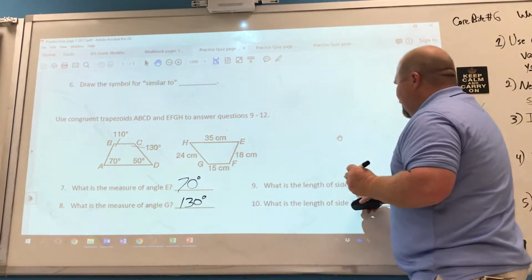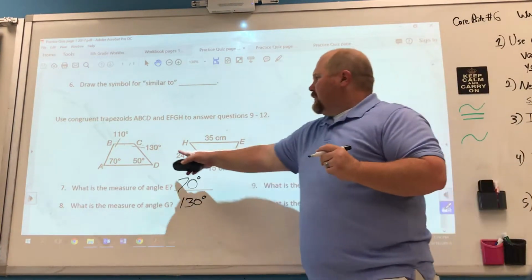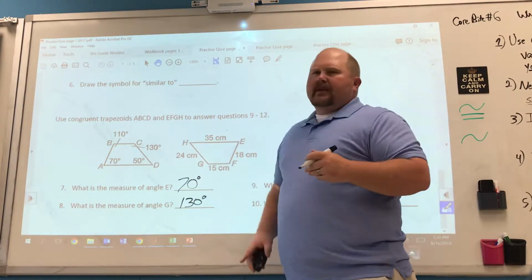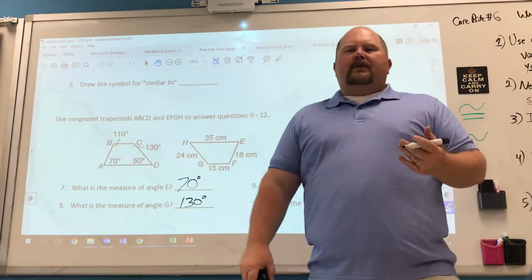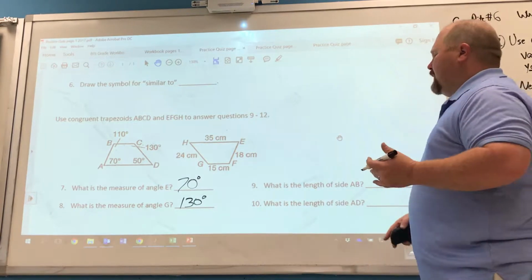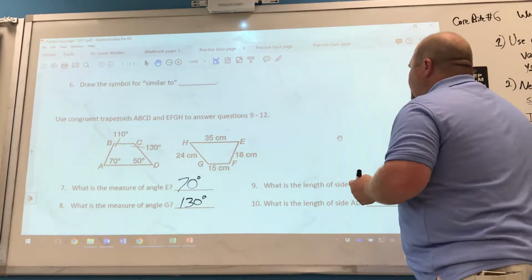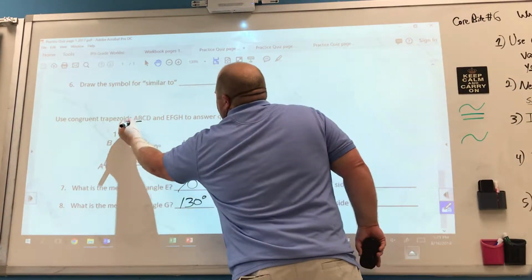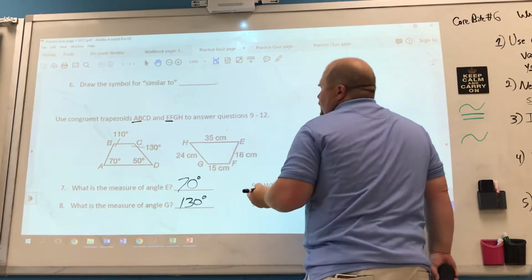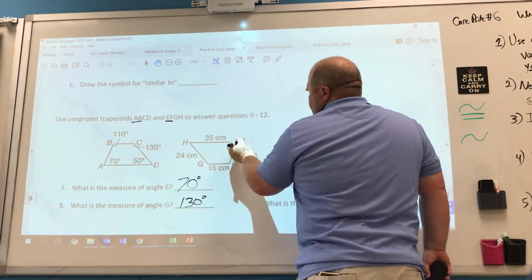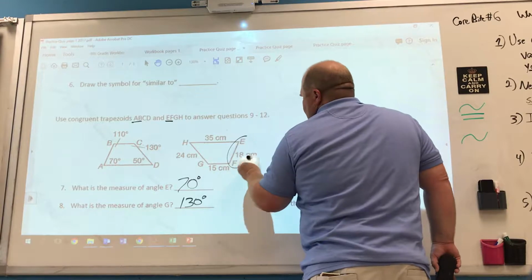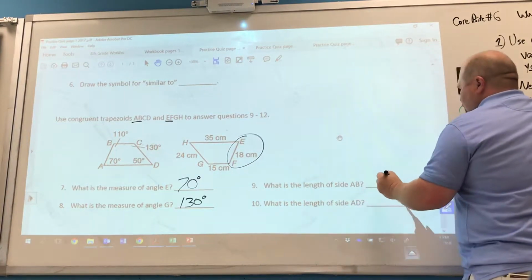Over here, we're looking for the length of a side. That's not going to be degrees, that's going to be a measurement. It's usually going to be centimeters or inches or feet or yards or miles. Okay, it's a measurement, it's a distance. What is the length of AB? Well, AB are the first 2 letters, so it matches the first 2 letters of the other figure, EF. So EF is right here. So that is 18 centimeters.